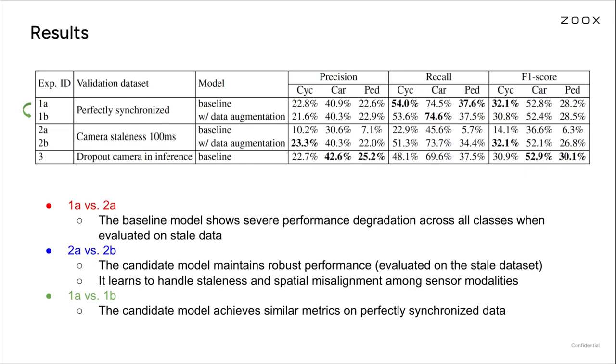What's more, for 1A versus 1B, the candidate model achieves similar metrics on perfectly synchronized data. Besides, our approach is model agnostic, easy to integrate, and has negligible impact on system latency.